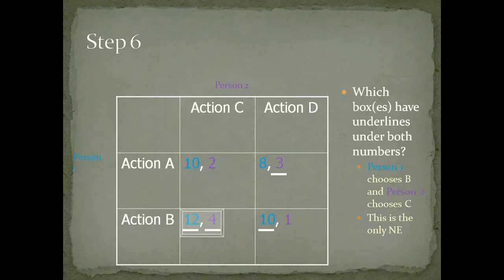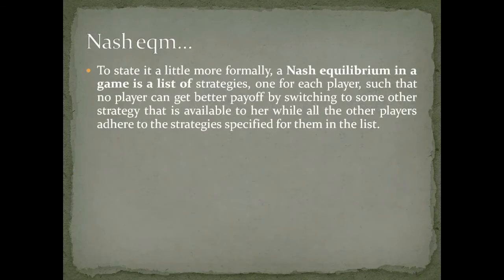This is one of the many ways of finding an equilibrium, or what we should call a Nash equilibrium, because it is named after the famous mathematician John Nash. That's how we find an equilibrium. Now let us formally define what is Nash equilibrium. A Nash equilibrium in a game is a list of strategies, one for each player, as you have seen, such that no player can get better off by switching to some other strategy that is available to him or her, while the other players have already made their moves.